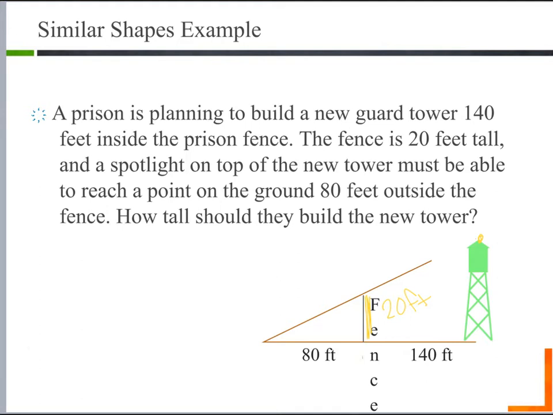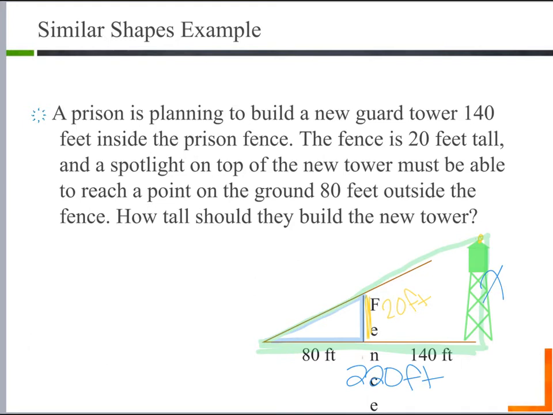So the first thing we really need to do is figure out what is this entire side of the triangle, because what we're going to be comparing here is two triangles. The end of the light to the fence, and then the end of the light to the actual spotlight and back out. Okay, so if I have 80 plus 140, I get 220 feet. Okay, so we do not know how tall this tower should be.